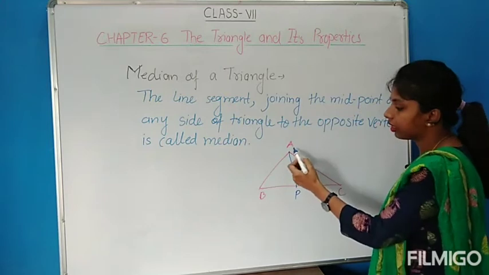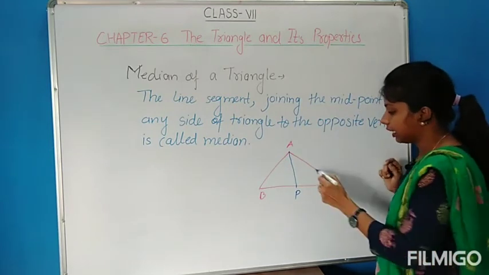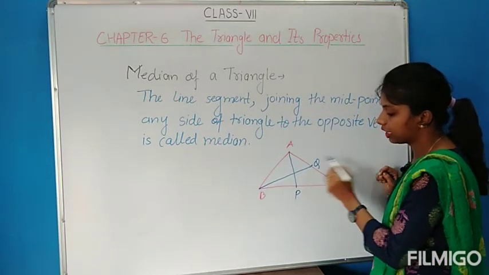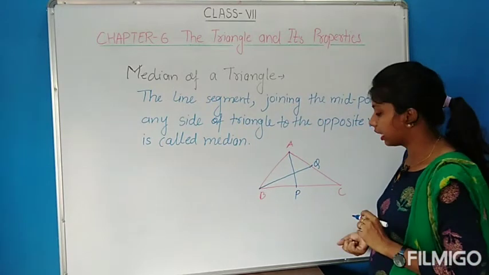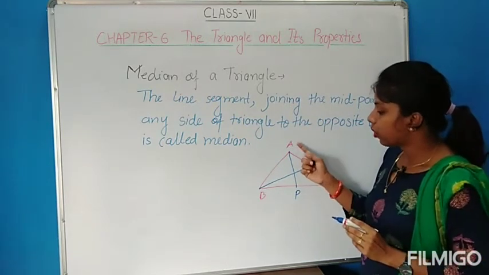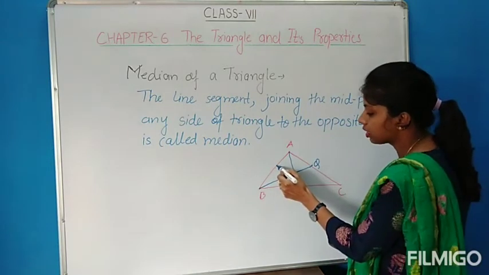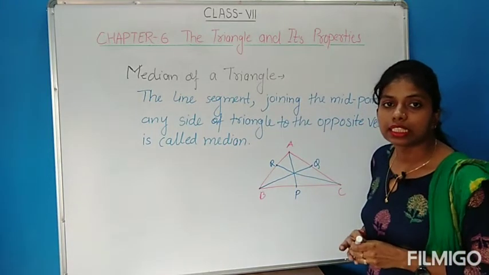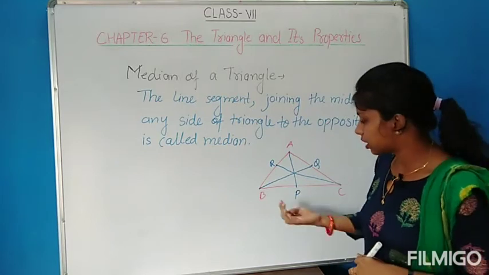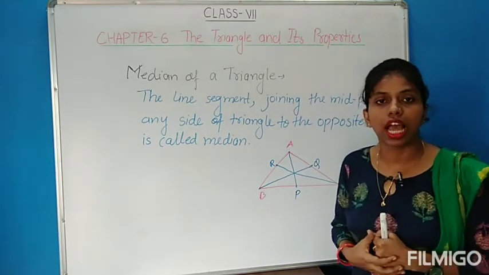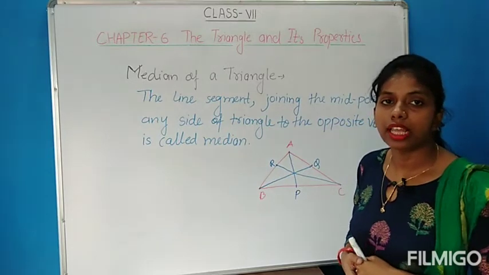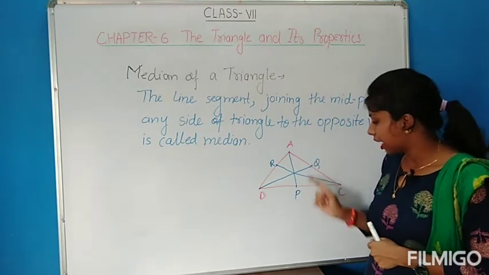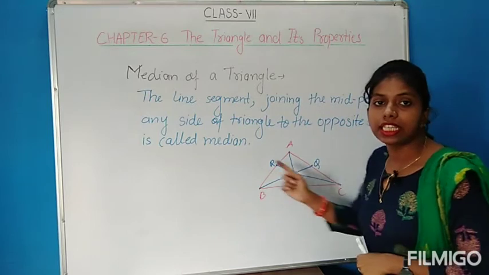In the same way, if I take the midpoint of AC, suppose it is Q, then if I join vertex B with Q, it is also a median of this triangle. In the same way, if I take the midpoint of side AB, suppose it is R, and I join this R with vertex C, then this is also a median of this triangle ABC. So what we notice is that the number of medians of this triangle ABC is 3. The names of these medians are AP, BQ and CR.